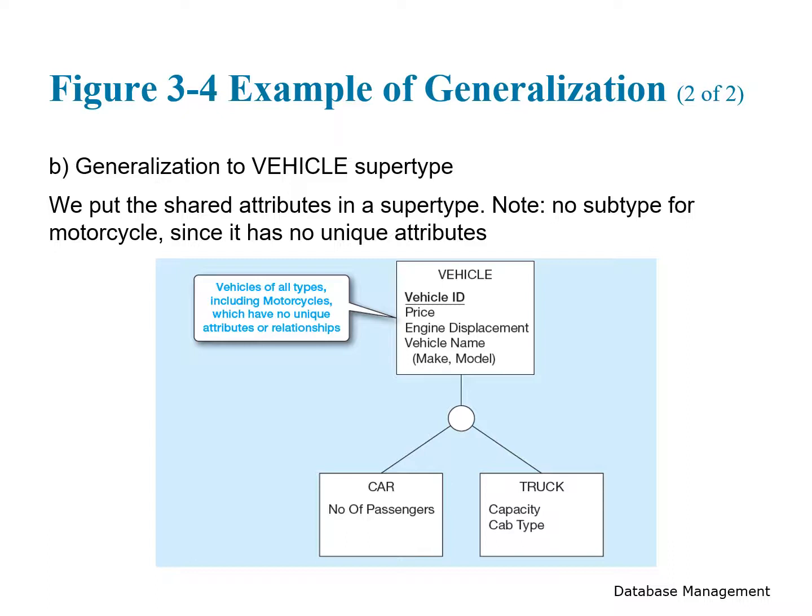In the case of the motorcycle, there is no unique attribute, so there is no need for a specific motorcycle entity. Actually, it may be useful to have an indication that a vehicle is in fact a motorcycle. Later, we will discuss the concept of a subtype discriminator, which is a special attribute at the supertype level that identifies the specific subtype.